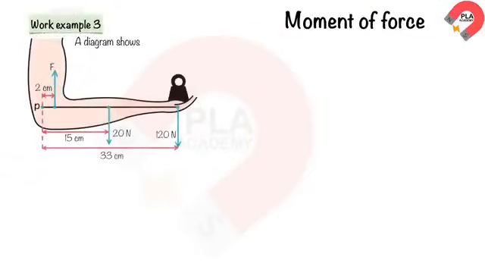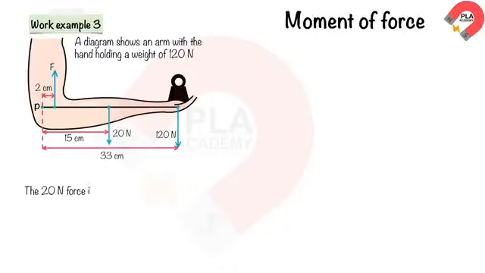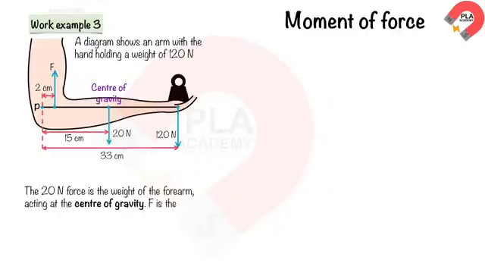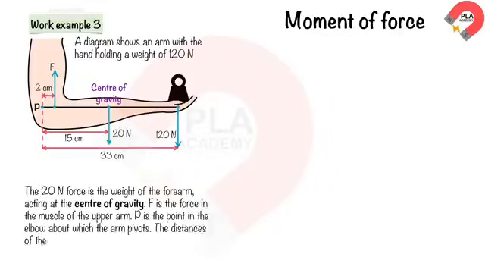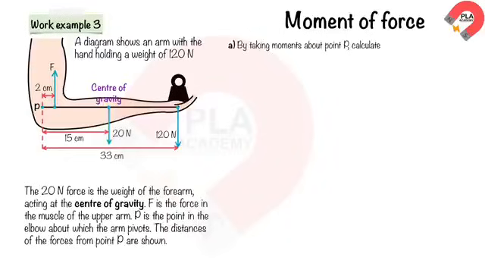A diagram shows an arm with the hand holding a weight of 120 newtons. The 20 newtons force is the weight of the forearm, acting at the center of gravity. F is the force in the muscle of the upper arm. P is the point in the elbow about which the arm pivots. The distances of the forces from point P are shown. By taking moments about point P, calculate the force F.